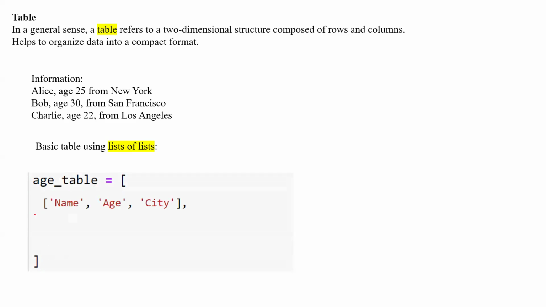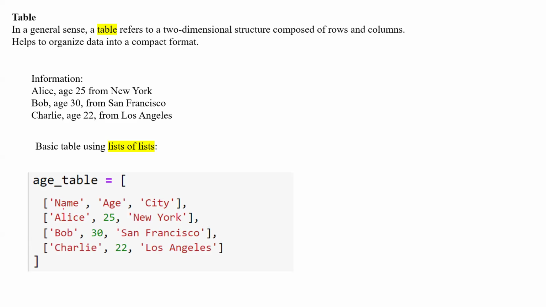We're going to pass in the very first list, including some strings, which are variables. Here you have name, then age, then city. Please note that we use single quotes to represent the strings. We pass in the second list, including Alice, age 25, from New York. The next list includes a string, Bob, a number 30, and San Francisco as a string. And finally, we pass in the last list, which is Charlie, 22, from Los Angeles.